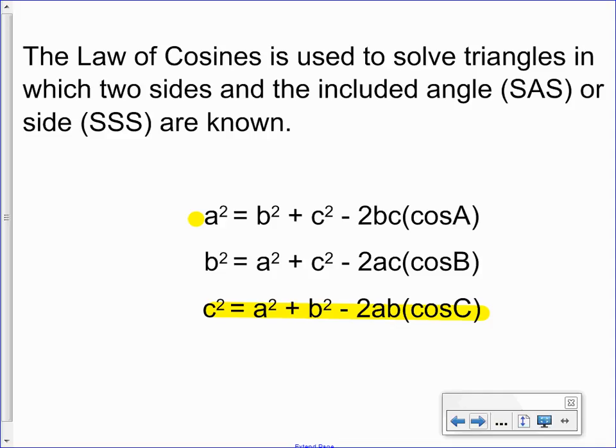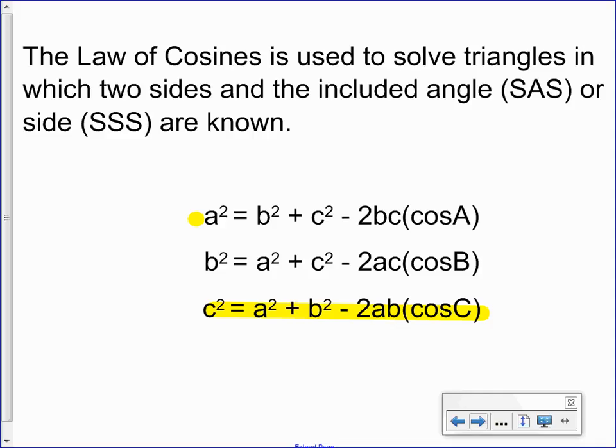It's really simple. A, B, and C are the sides, and then the angle is across from the side that you're looking for, or vice versa. So if you have the angle, then you're probably looking for the side across from it for the law of cosines. Does that look familiar? Have you never seen this before?